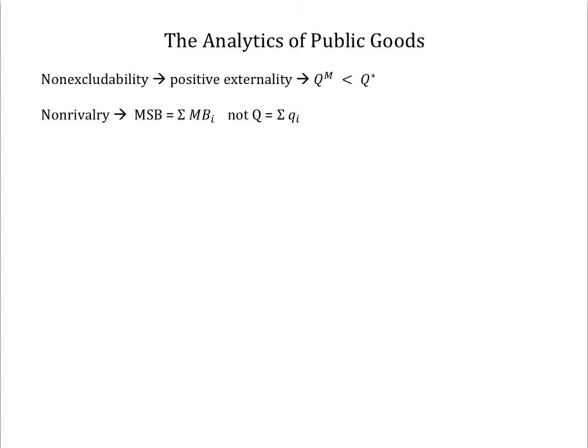Second, the non-rival characteristic means that society's demand for public goods is the vertical, not horizontal, sum of the individual demands. The standard approach is to illustrate this with an example.